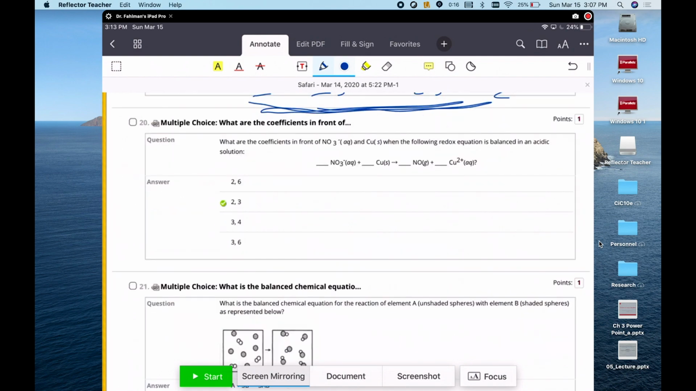Another fun redox here. That's nitrate goes to NO, and this one is copper goes to copper 2. Everything is balanced, so let's do water. We're going to need another 2 waters there, and that means 4 protons. And this one, nothing is needed.